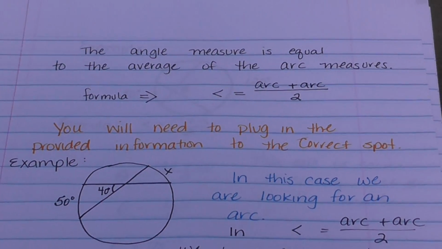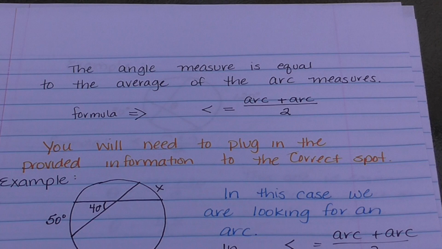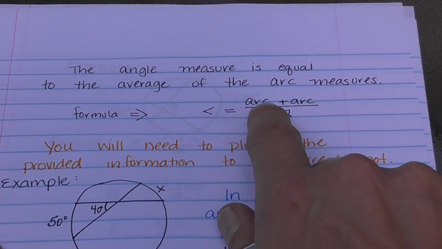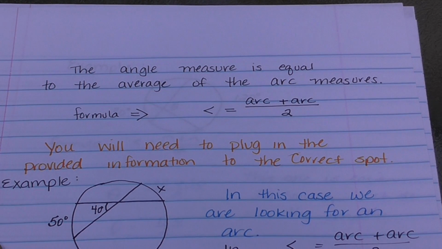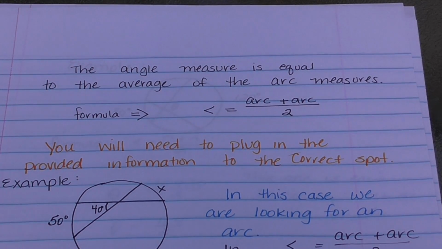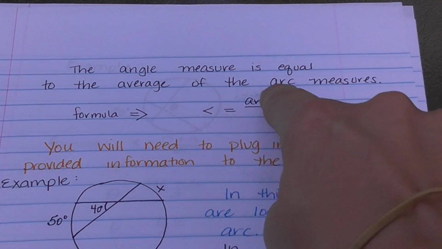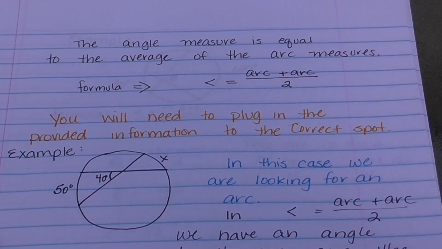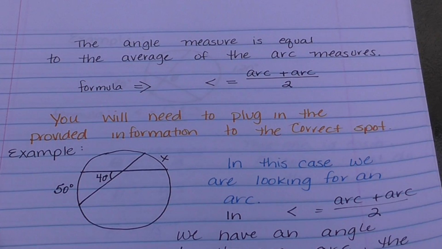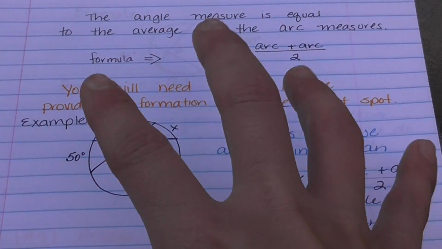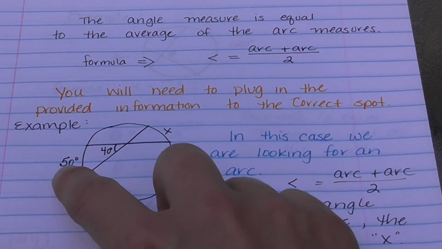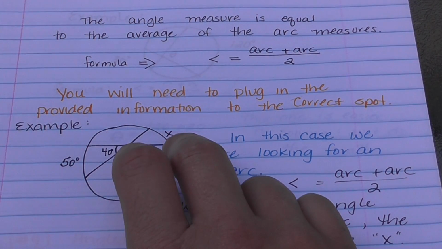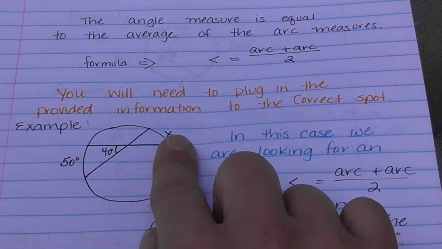So for this one, the angle measure is equal to the average of the arc measures. So your formula is angle equals arc plus arc divided by 2. What you have to do is look at each problem and determine which two of these pieces of information you have and which one you are looking for. So you're going to need to plug the provided information into the correct spot. In this example, I have an arc, I have an angle, but I'm missing the other arc. So we're looking for an arc.